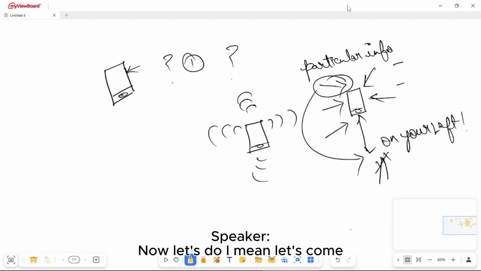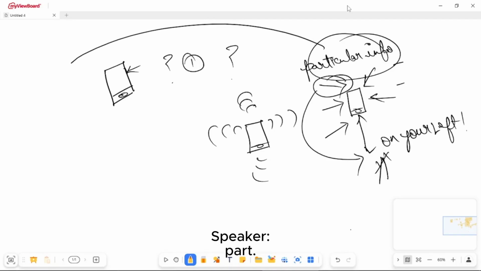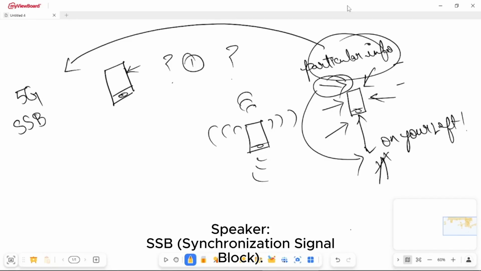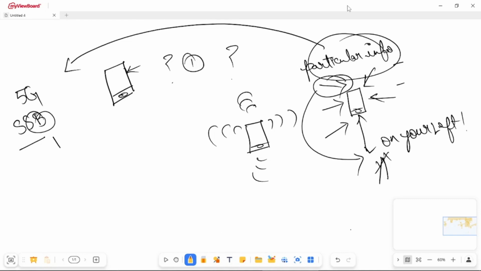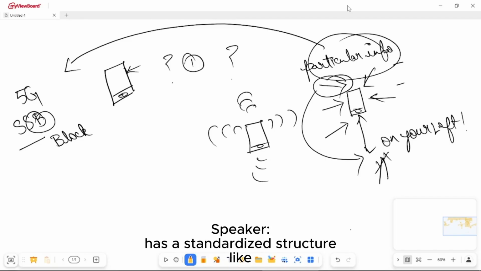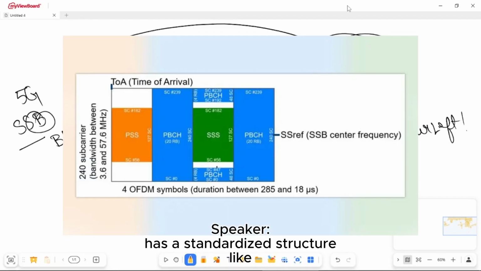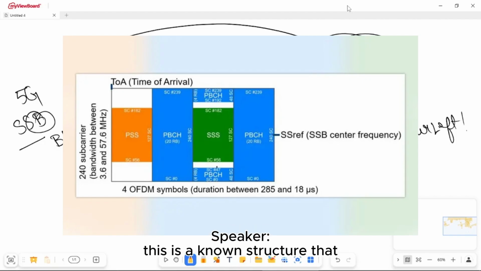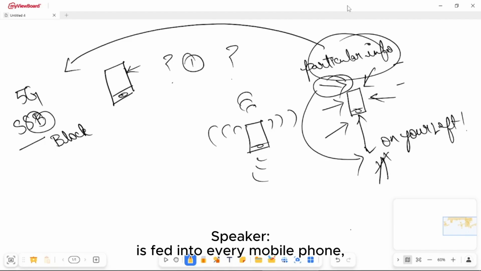Now, let's come to the particular information part. This information in 5G is called SSB, Synchronization Signal Block. Since it is called a block, it has a standardized structure, like 4 OFDM symbols and 240 subcarriers. This is a known structure that is fed into every 5G mobile phone during manufacturing.